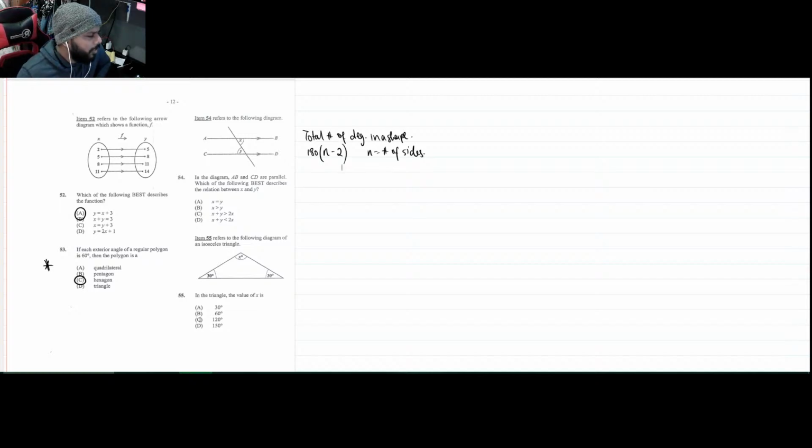In the diagram, AB and CD are parallel. Which of the following best describes the relation between x and y? They are equal. This is alternate angles. The value of x is, that is 30 and 30 is 60. 180 minus 60 is 120. 25 was an easy one.